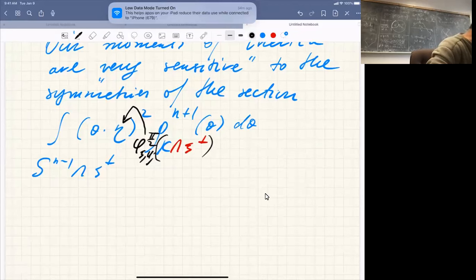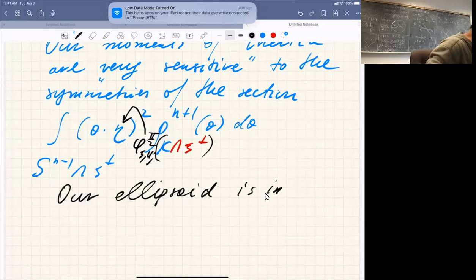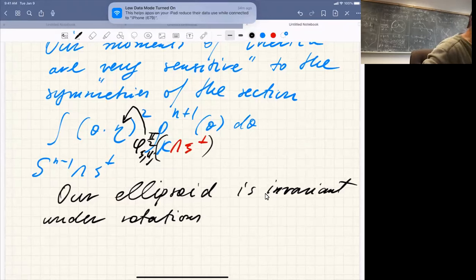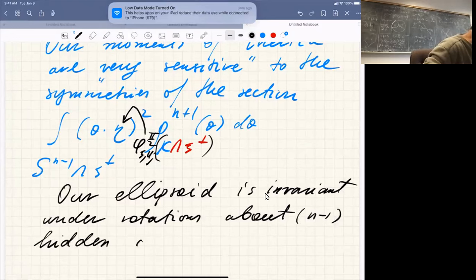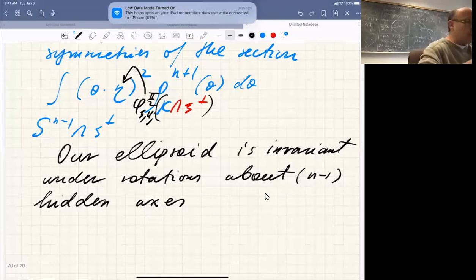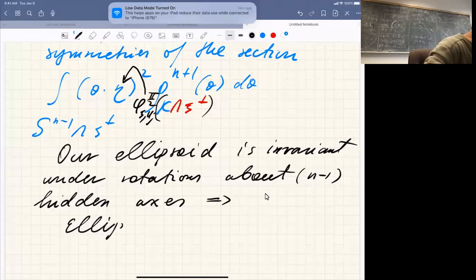If I play with this a little bit, I know that our ellipsoid is invariant under rotations about n minus 1 hidden axes. But then by pi over 2, invariant by pi over 2. But then it means that our ellipsoid is a ball, a Euclidean ball.